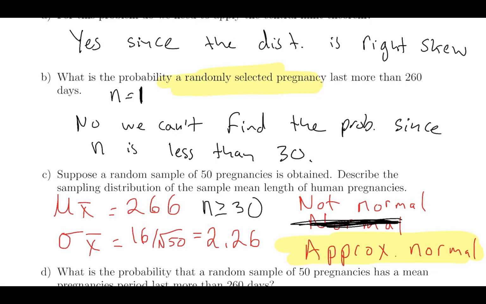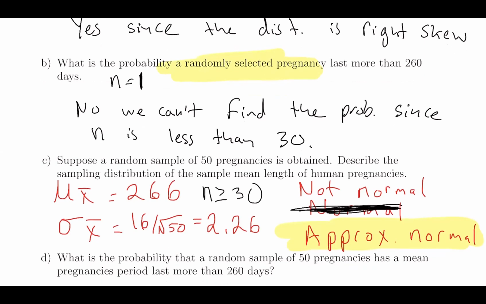So for part B, technically that's your answer. You can't find the probability because n is less than 30. And that will be it for B. Any question for B? No. All right, let's do D.